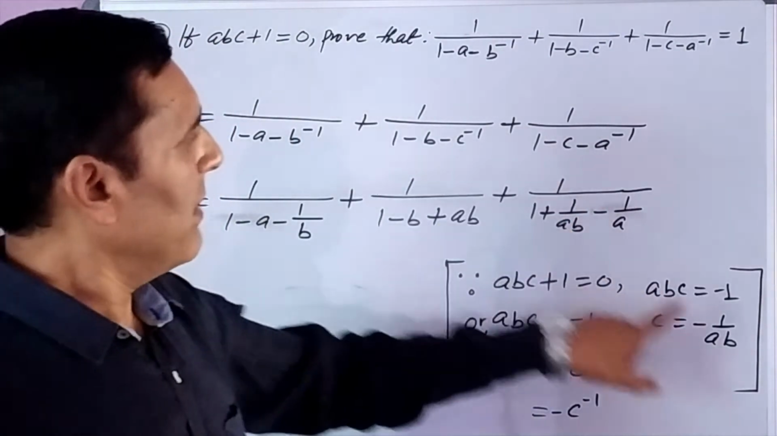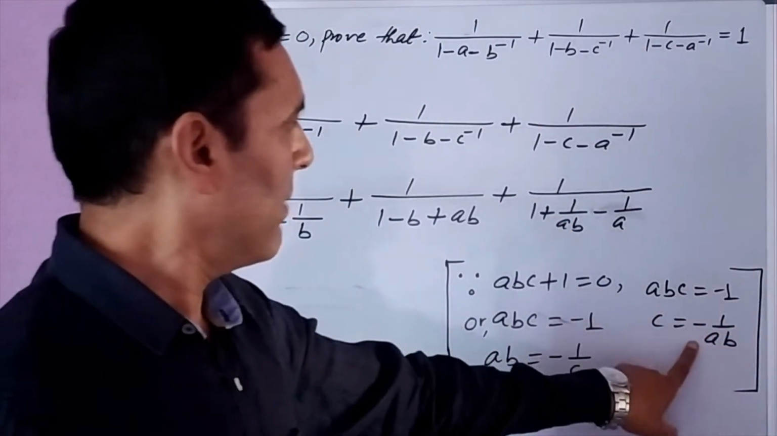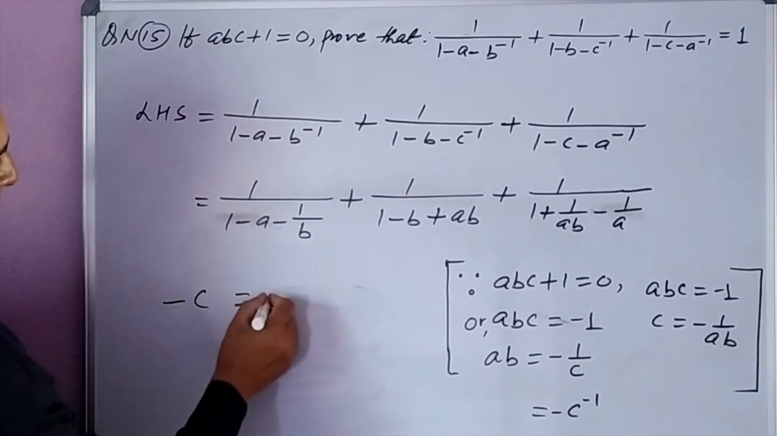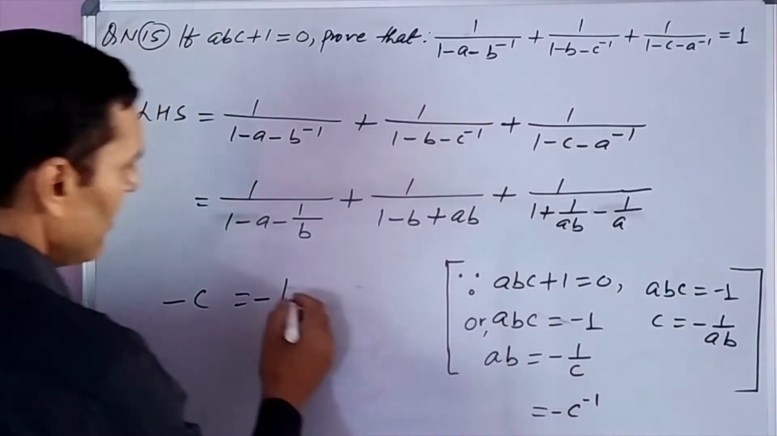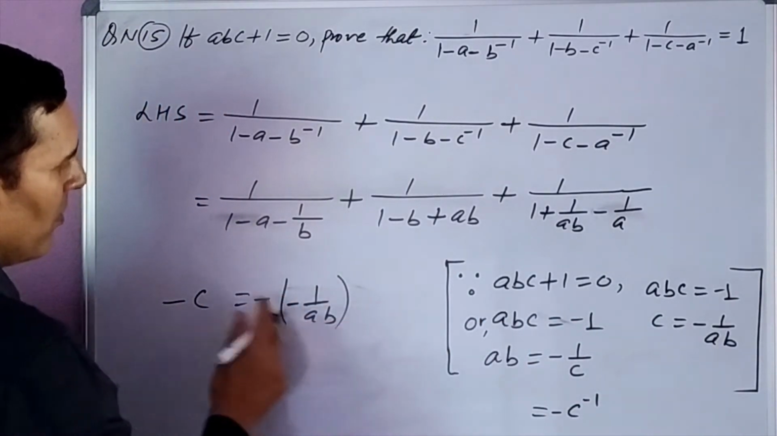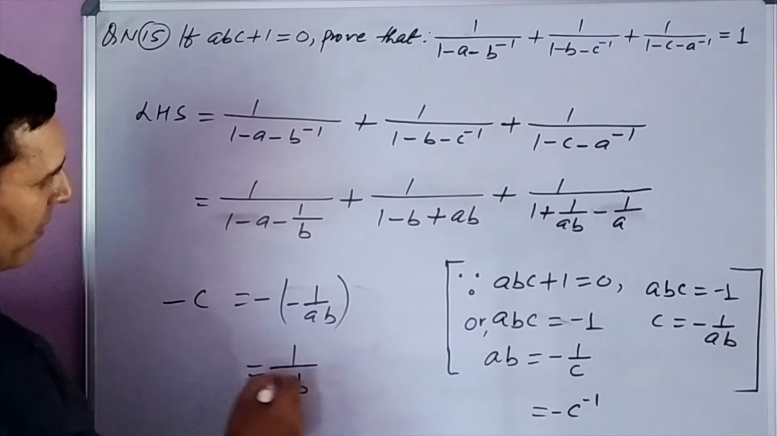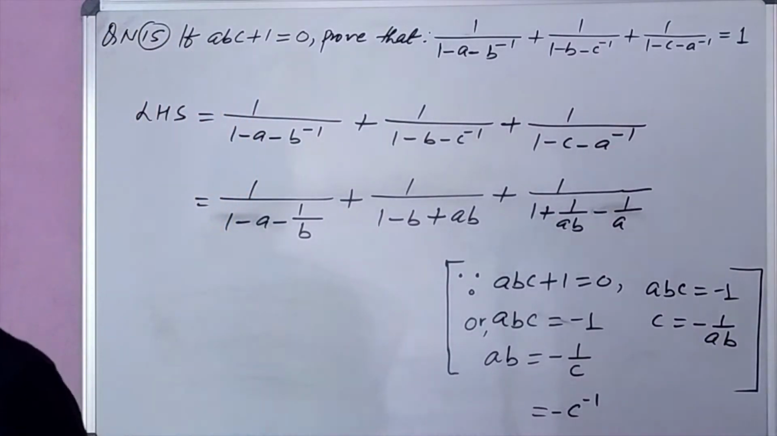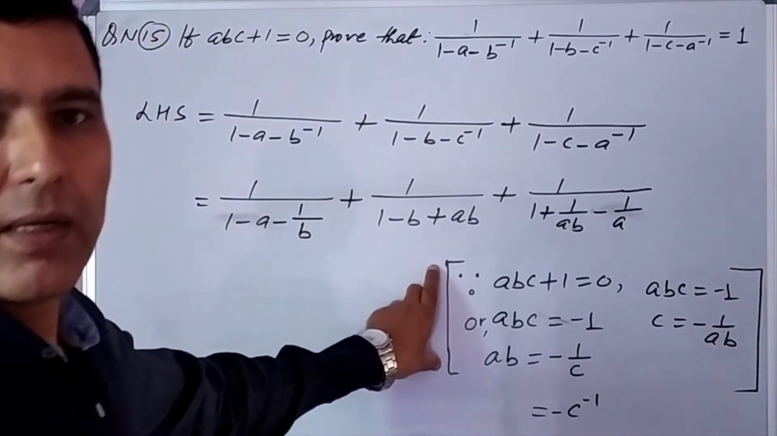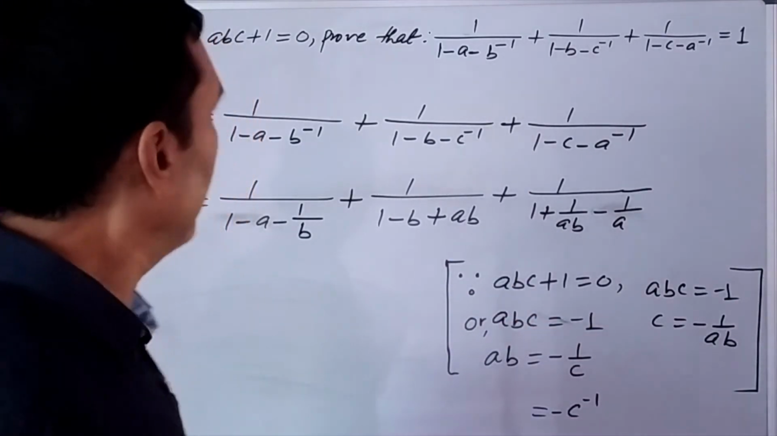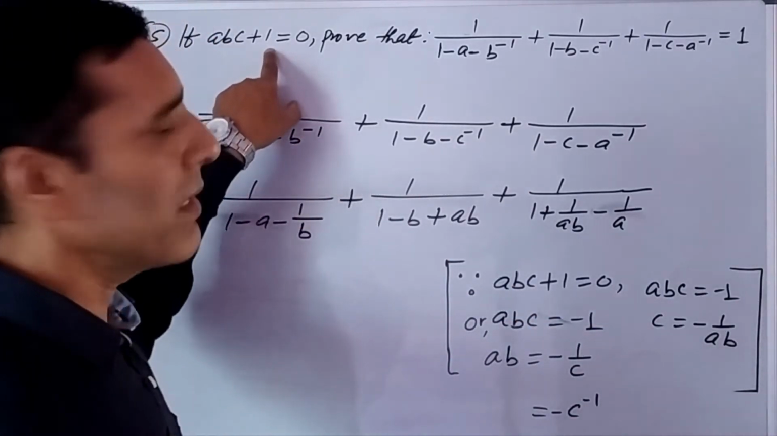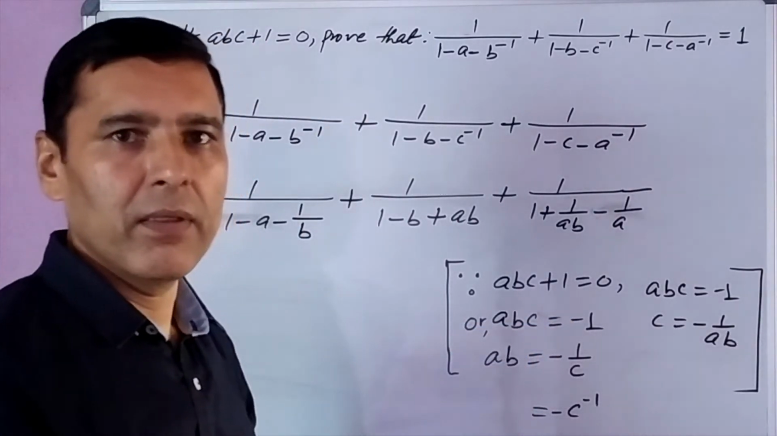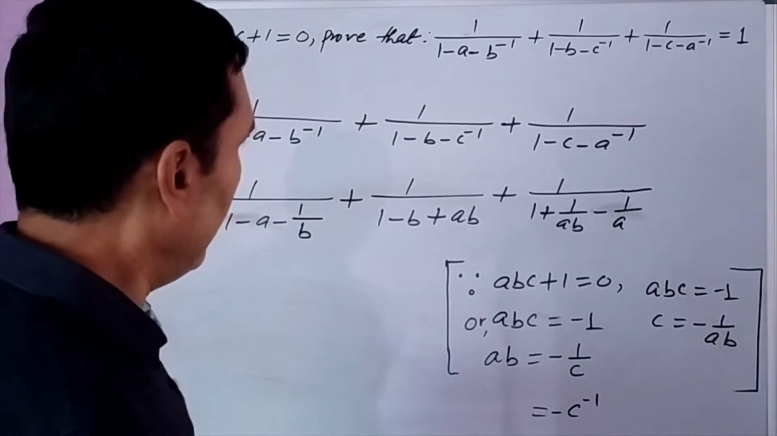If you put c is equal to minus 1 upon ab, here is minus and there is also minus, these two minus. Look here now, we have minus c. So it is minus, and what is the value of c? c is minus 1 upon ab. So minus minus plus, it is 1 upon ab. Please don't be confused in the sign. So you write this thing clearly in the bracket, which result we are using here from the given condition abc plus 1 is equal to 0. It will be helpful for you to understand later on, and for others also to understand in an easy way.